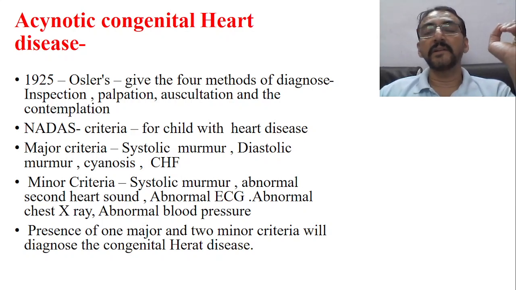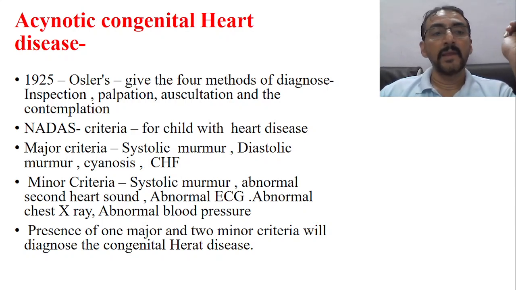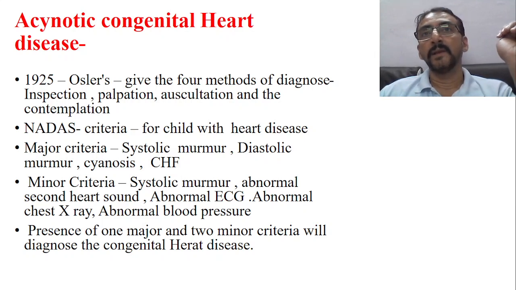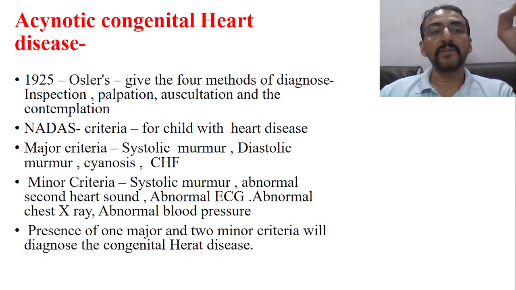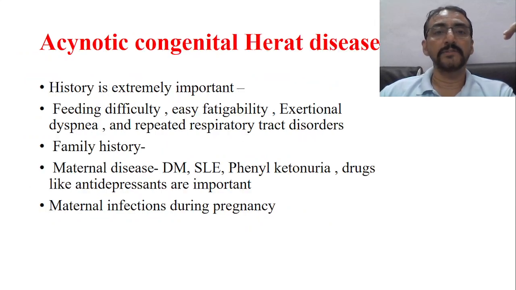So now what are the minor criteria? Systolic murmur, abnormal second heart sound, abnormal ECG, abnormal chest X-ray and abnormal blood pressure. Now, presence of any one of the major criteria and any two of the minor criteria. Suppose a child is having a systolic murmur with abnormal ECG and abnormal chest X-ray. This helps to diagnose congenital heart disease in the child. So we have to diagnose that case as congenital heart disease. That's all about Nadas' criteria, which helps to diagnose these congenital heart disorders.